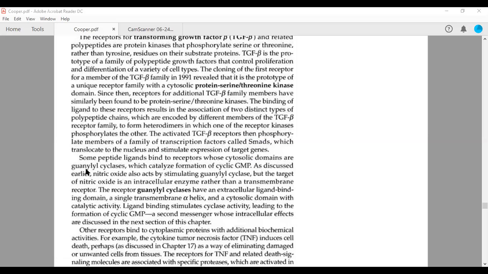These are receptors whose cytosolic domains are a guanyl cyclase, which catalyzes the formation of cyclic GMP from GTP.